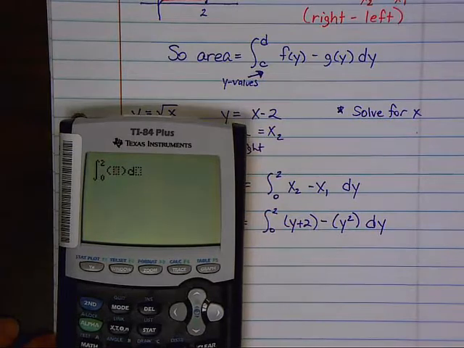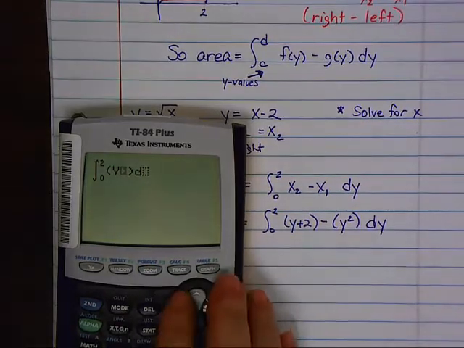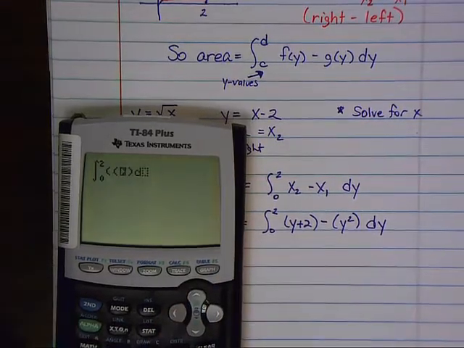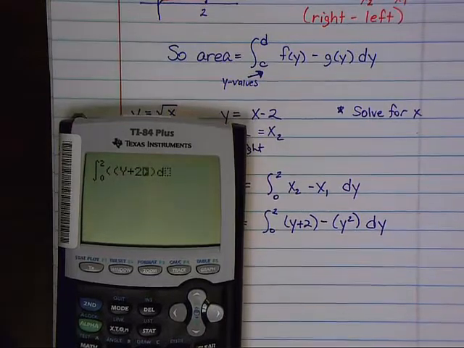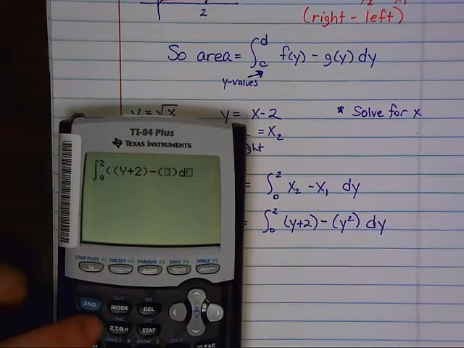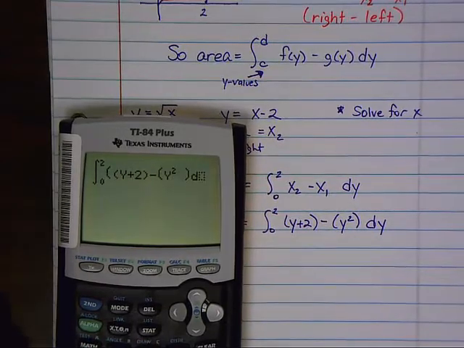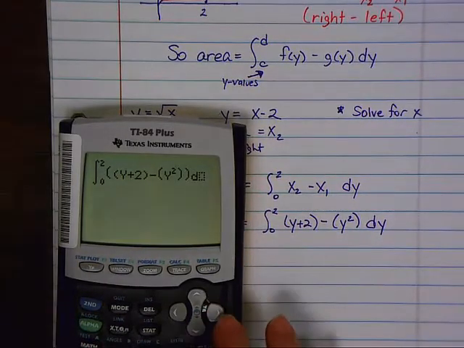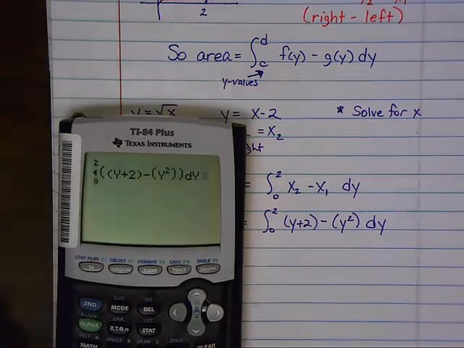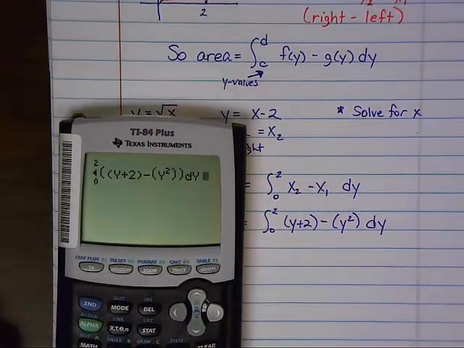Okay, look on your keyboard for a regular letter Y. Do you see where it is? Above the number 1. So you need to type alpha and 1 to get that Y. Oops, I forgot my parentheses again. So parentheses, alpha Y plus 2, close the parentheses, minus, open the parentheses again, alpha Y squared, close, move out, and alpha Y in the dy. You with me? Push enter.